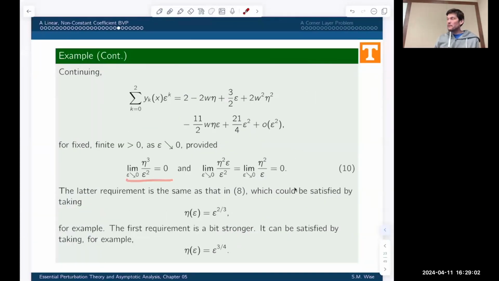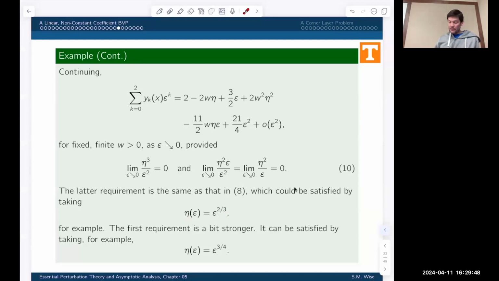I need that to be little o of epsilon squared. I need to get rid of this one. I need that one to be little o of epsilon squared, but that just means that eta squared over epsilon goes to 0. This latter requirement is the same that we used previously when we did the 1-1 match. And this one is the more restrictive. So let's see what we get with this latter requirement. Sorry, I made a mistake. The latter requirement can be satisfied by taking eta to be epsilon to the 2/3.